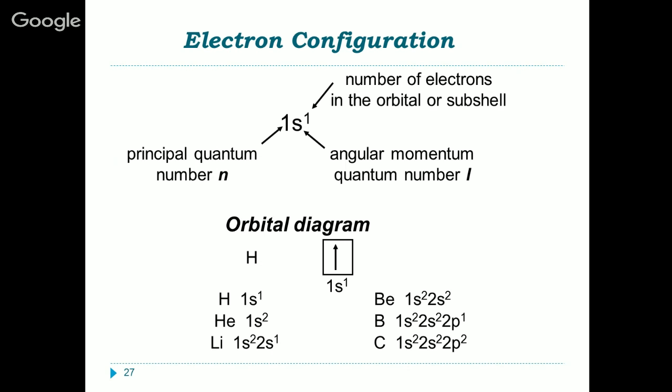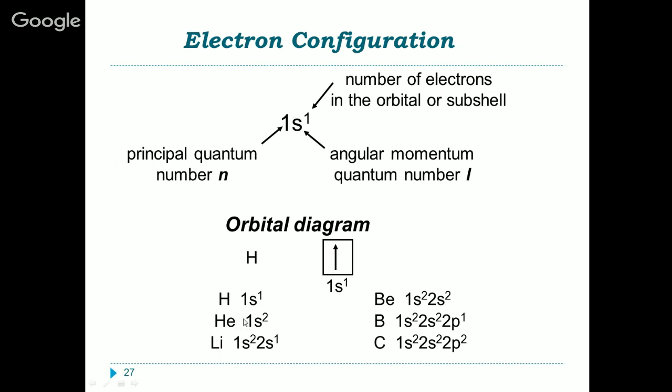So how do we write an electron configuration? 1s1. That tells me that I'm in the first energy level, my orbital shape is an S, and I have 1 electron there. So this is how we're going to write out electron configurations. We can also represent them using an orbital diagram. Every arrow represents an electron. So for our simplest atom, hydrogen, we have 1s1. Helium, 1s2. Lithium, 1s2, 2s1. So we can never have 1s3 because the s orbital can only hold 2 electrons.